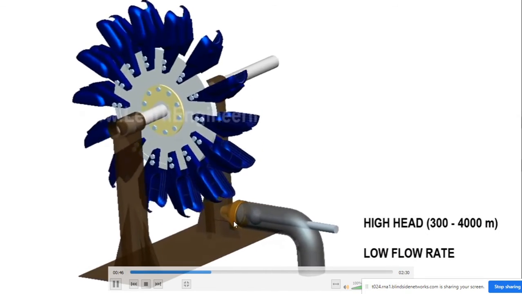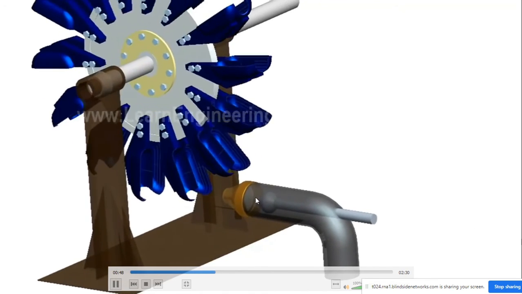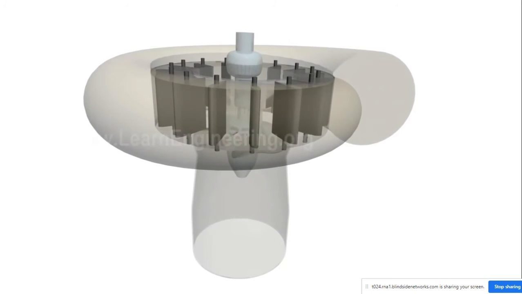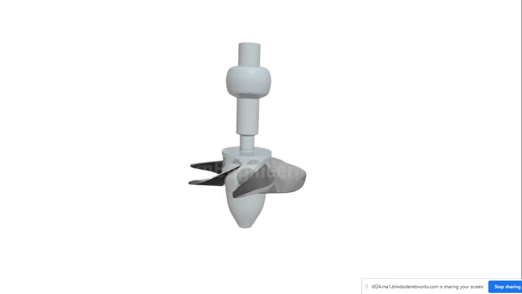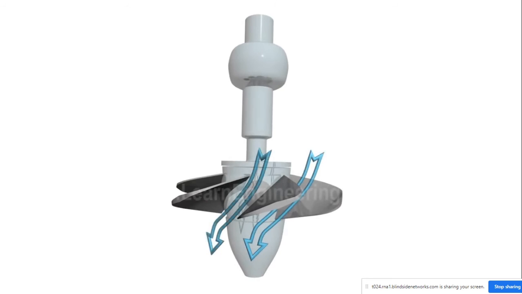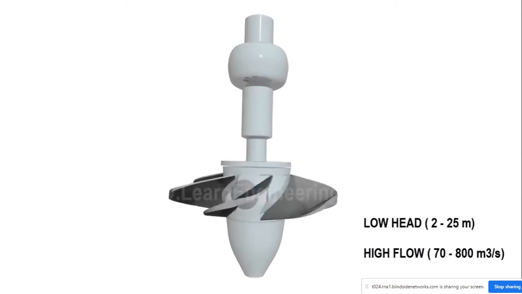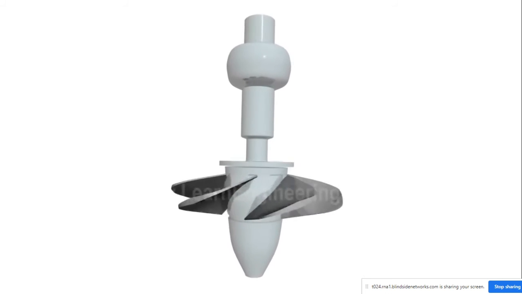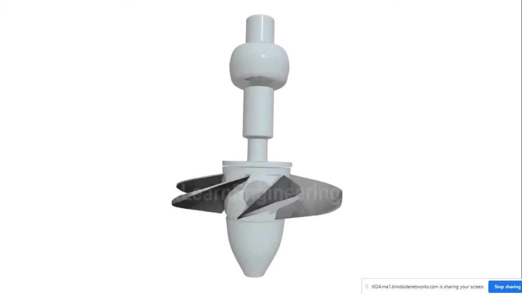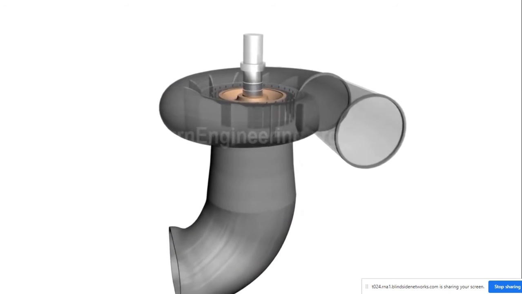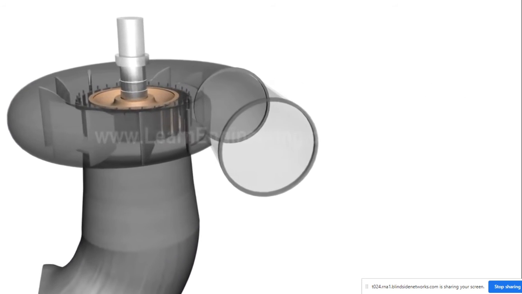Whereas Kaplan turbine is suitable for the reverse case. A high water flow will guarantee efficient production of reaction force. So when water is available at high flow rate and low head, Kaplan turbine is the best choice. Francis turbine comes in between for medium head to medium flow rate applications.